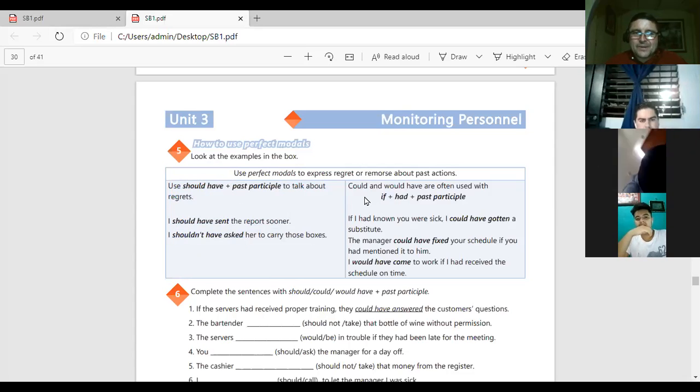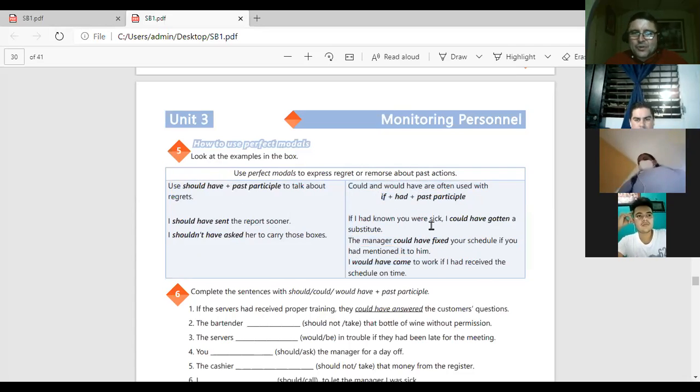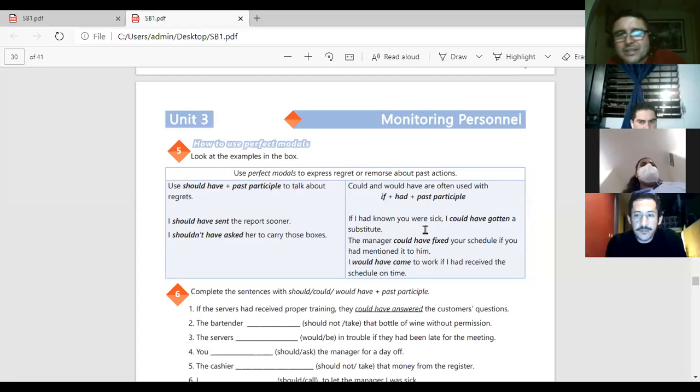Okay. If you see the following part of the box, could and would have are often used with if I had plus the past participle. If I had known you were sick, I could have gotten a substitute. Here, we're making a combination. If I had known you were sick, si yo hubiera sabido que estabas enfermo, I could have gotten a substitute.